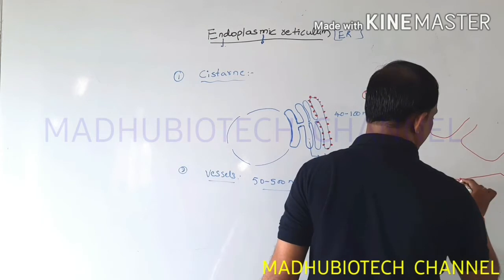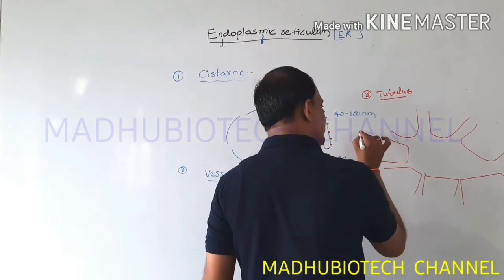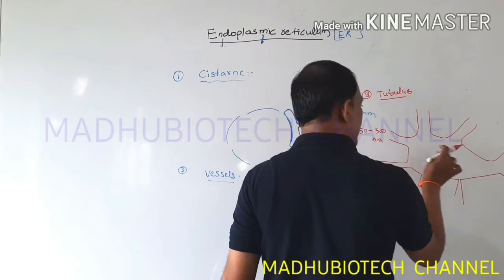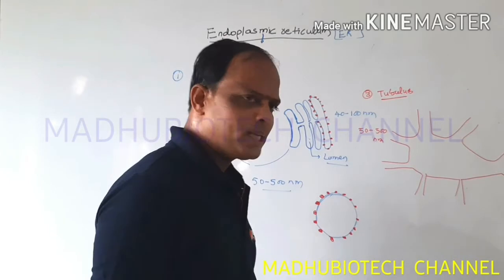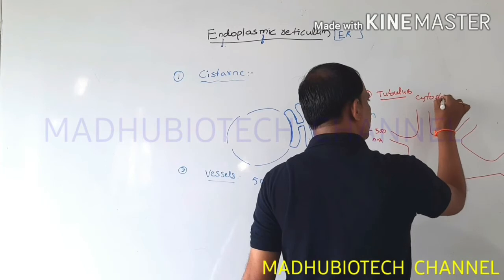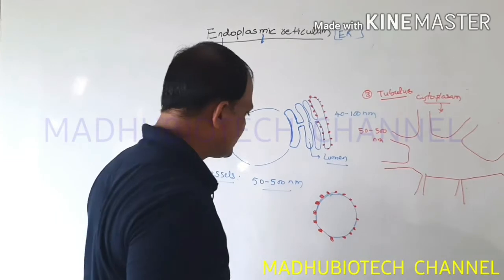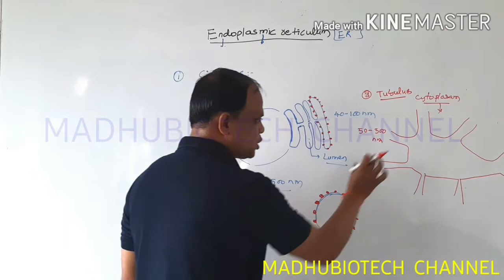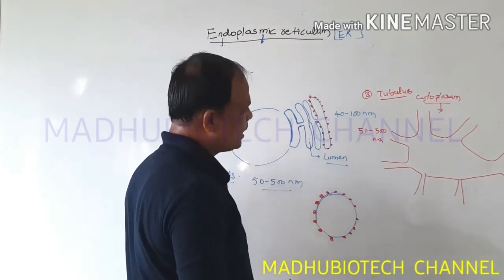These branch-like structures are called tubulars, and they can contain very high lumens. They can be 50 to 500 nanometers in size. These branched structures are also called tubulars, and they are present in the cytoplasm. Here the cisternae and vessels are very close to the nuclear membrane, and the tubular or branched structures contain a very spacious lumen.